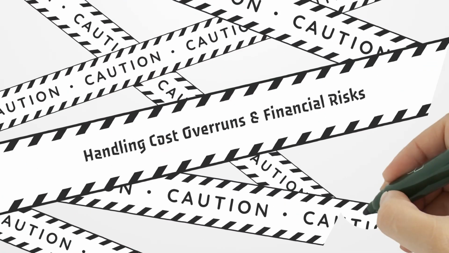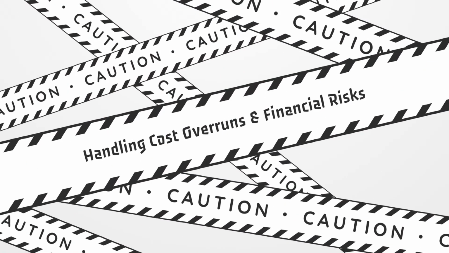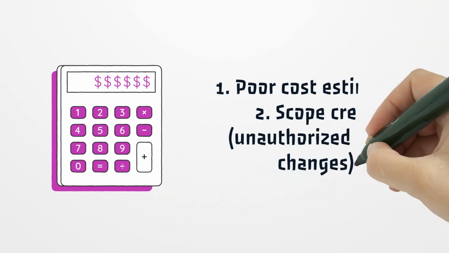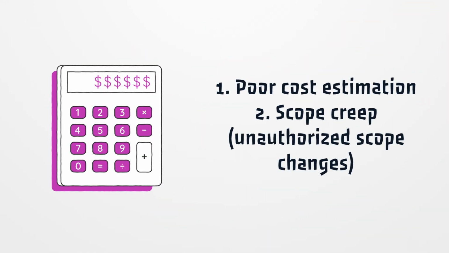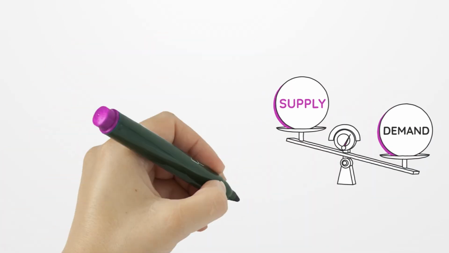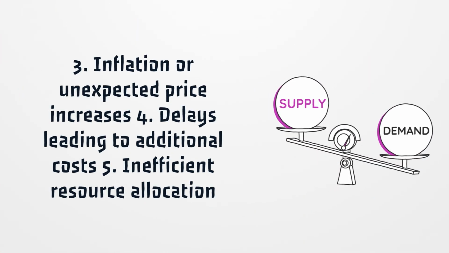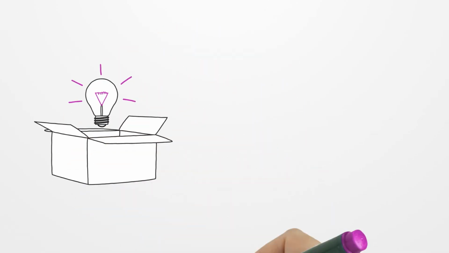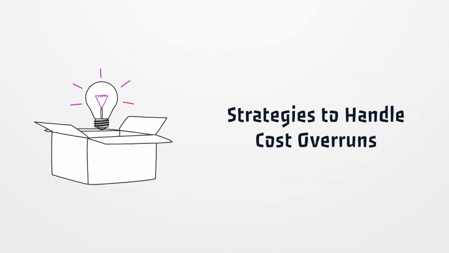4. Handling cost overruns and financial risks. Causes of cost overruns. Poor cost estimation. Scope creep, unauthorized scope changes. Inflation or unexpected price increases. Delays leading to additional costs. Inefficient resource allocation.